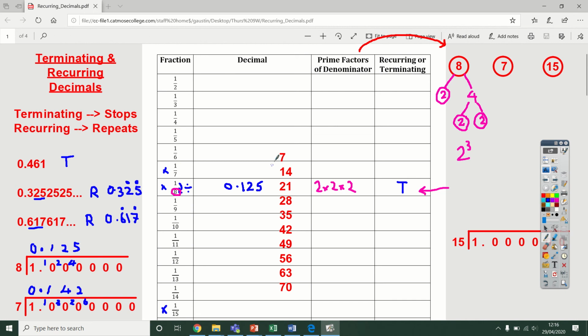7s into 60, I can get as high as 56, that is 8 lots.